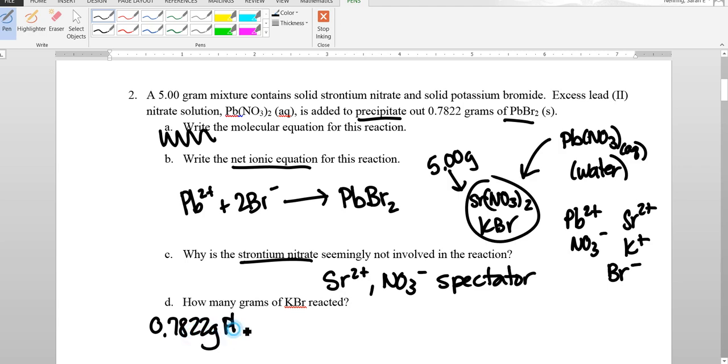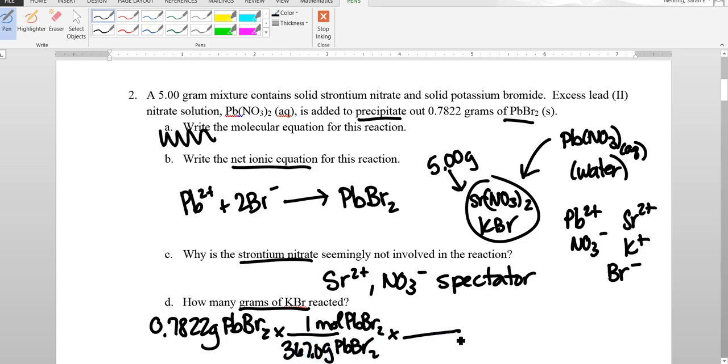0.7822 grams of PbBr2. And I'm trying to find grams of KBr. So this looks like a stoichiometry problem. I'm going to go from grams of something to grams of something else. First step in a stoich problem is always to find moles. So let's convert grams PbBr2 to moles PbBr2. I lost my 2 there. And if I look up the molar mass, this one's going to be pretty heavy. It's 367 grams per mole.